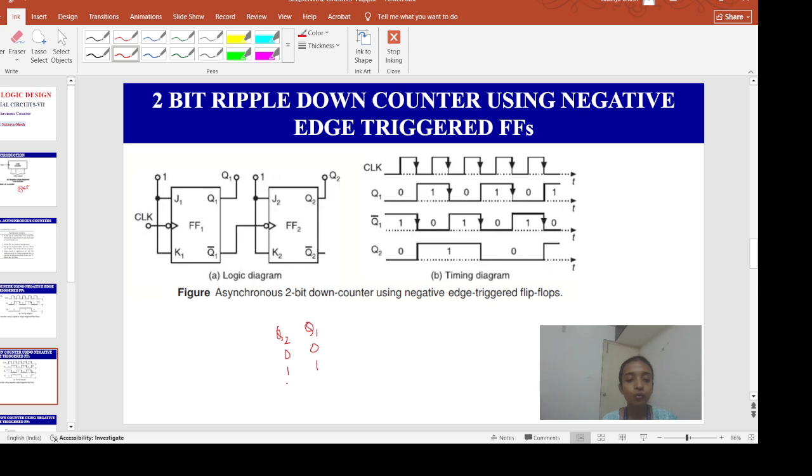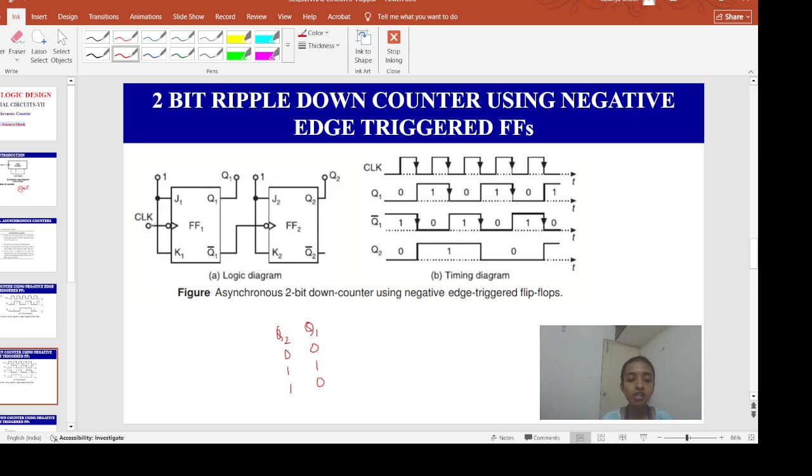Okay, so at the negative going edge of the second clock pulse, what will happen? This flip-flop will toggle and Q1 will change its state from 1 to 0. Okay, and Q1 bar will go from 0 to 1. So that means this flip-flop is getting a positive going signal and it won't affect this flip-flop, and therefore Q2 will remain at 1. Okay, so the state of the counter after the second clock pulse is 1 0.